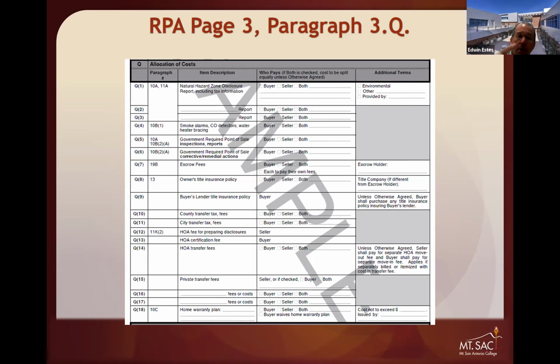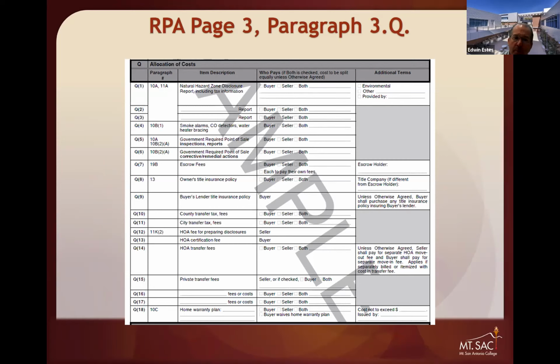Title insurance, buyer's lender title policy. Well, again, that's part of the buyer's loan obligation. So that's not negotiable here. That's just for the buyer. And then transfer taxes, city transfer taxes, that's negotiable.